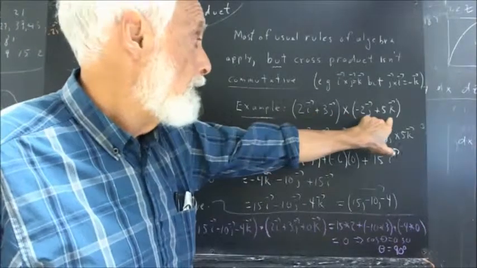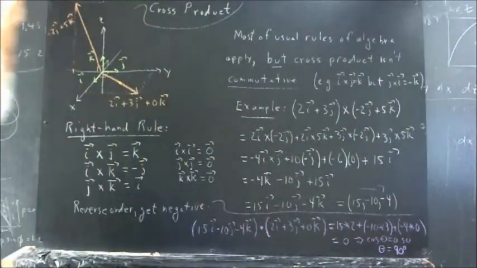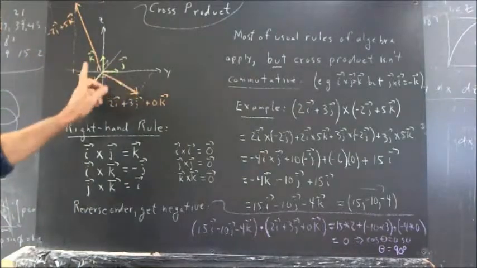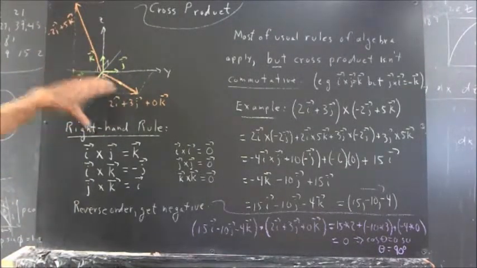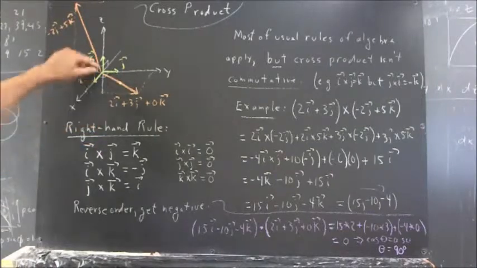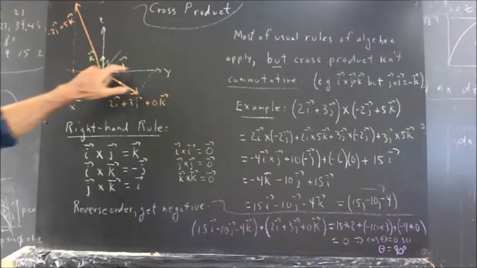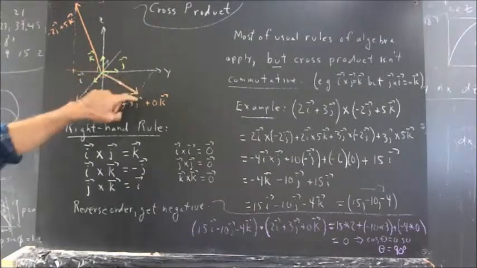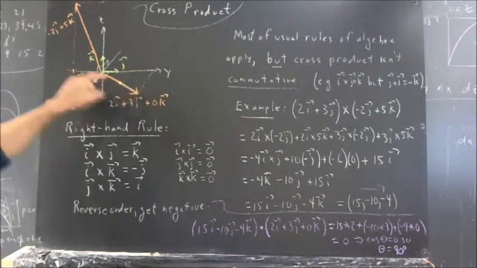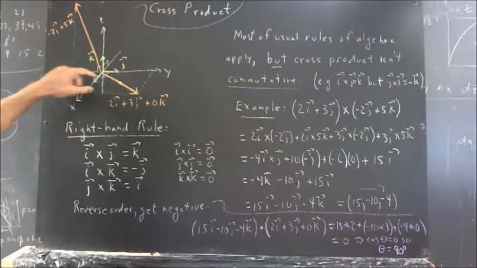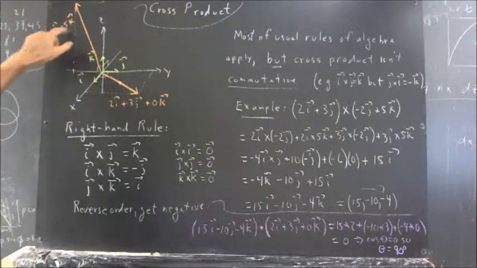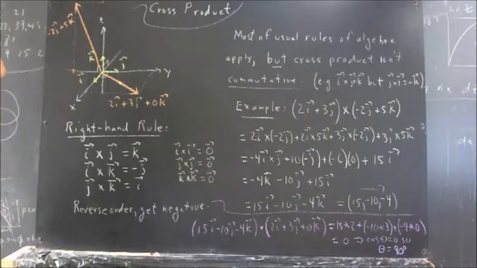Okay, well, we're going to do an example where we find the cross product of the vector 2i plus 3j with the vector negative 2j plus 5k. Sketch these vectors in the coordinate system, and 2i is here, 3j would be over here. Add them together, we get a vector that originates here, terminates here. And similarly, negative 2j is here, 5k is here, so negative 2j plus 5k is here.